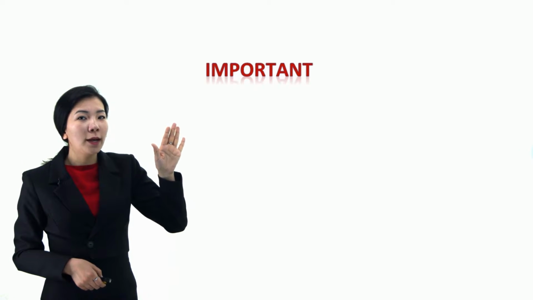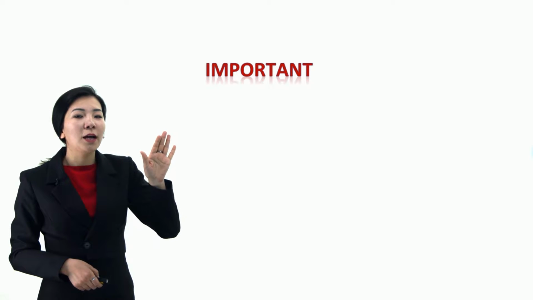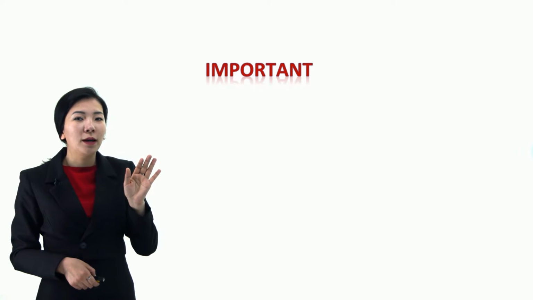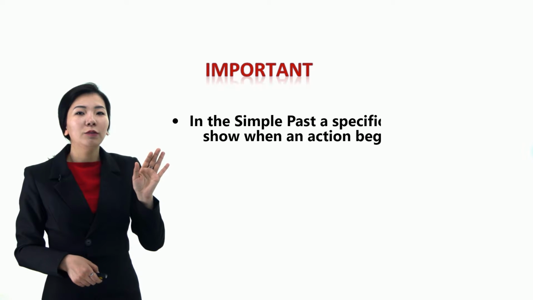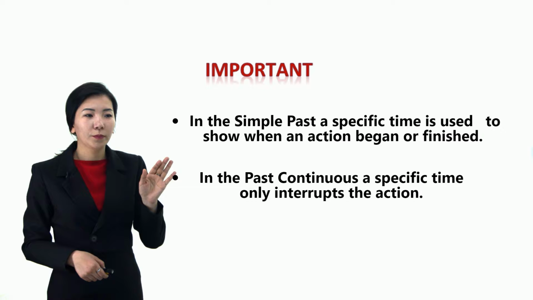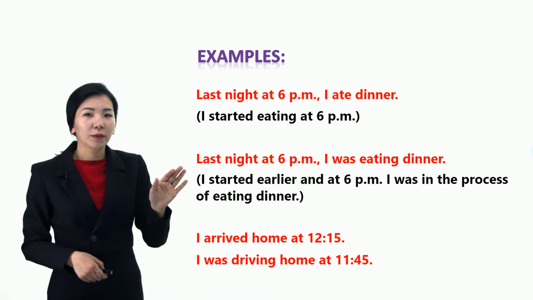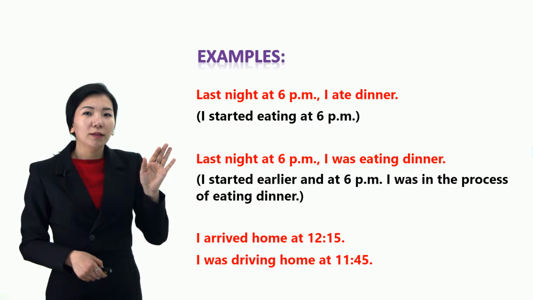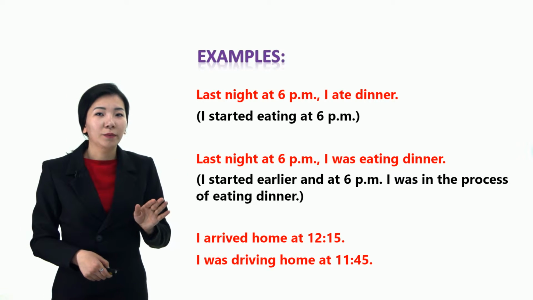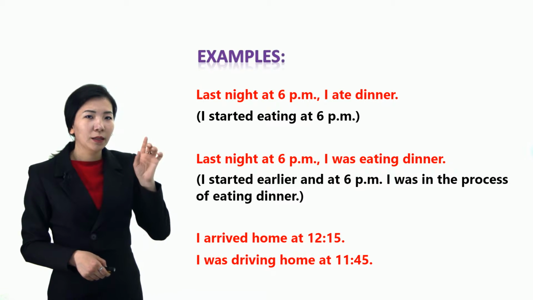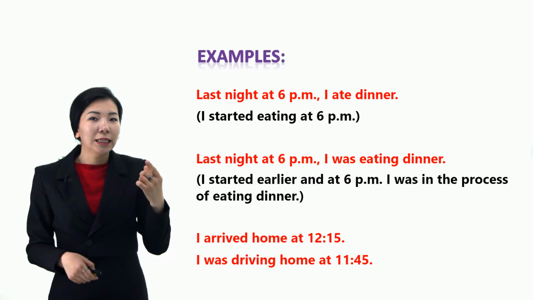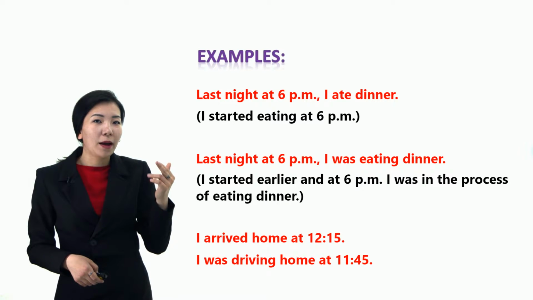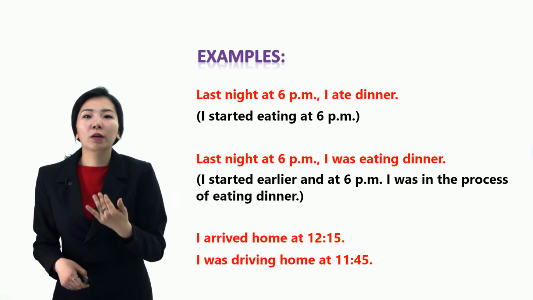Okay, so it's important to know that while in the past simple, a specific time is used to show when the action began and finished, in the past continuous, the specific time only interrupts the action. For example, last night at 6 p.m. I ate dinner. I started eating at 6 p.m. Last night at 6 p.m. I was eating dinner. I started eating early and at 6 p.m. I was in the progress of eating dinner.